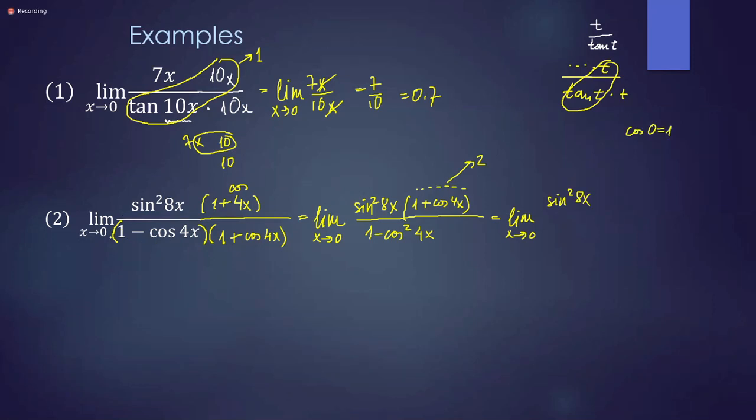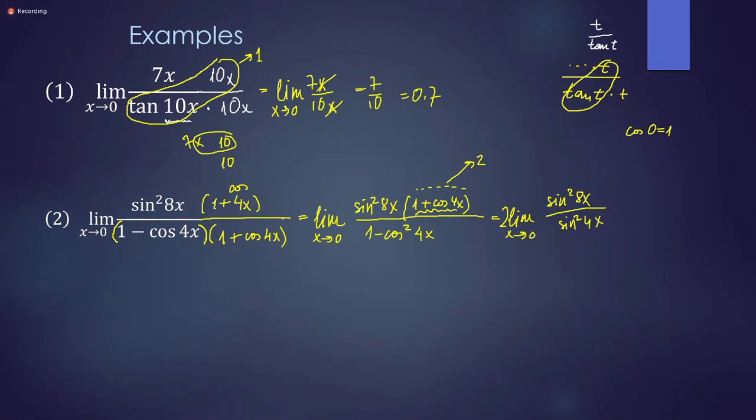And below the line, 1 minus cosine square actually is sine square of 4x. Now, it would be very easy to say, okay, so it's 8 over 4, it will be 2. No, this limit is not equal to 2. That's because we have squares, and times 2, right? That's because we have squares.